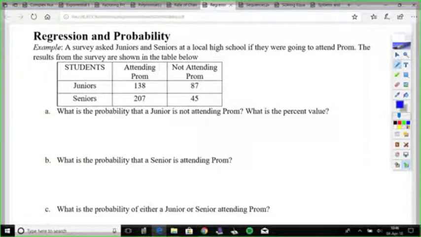All right. Example: a survey asked juniors and seniors at a local high school if they were going to attend the prom. The results from the survey are shown below. Okay. So let me explain what I did here. So A asked, what is the probability that a junior is not attending prom? So how we're going to do this is it's going to be kind of like a fraction that we have to make, or a thing that we'll divide. All right? But probability is going to be the number of occurrences.